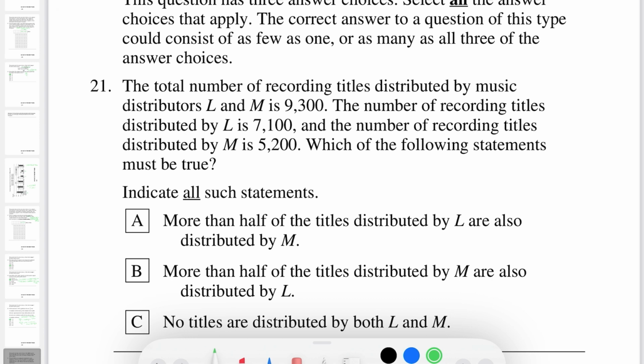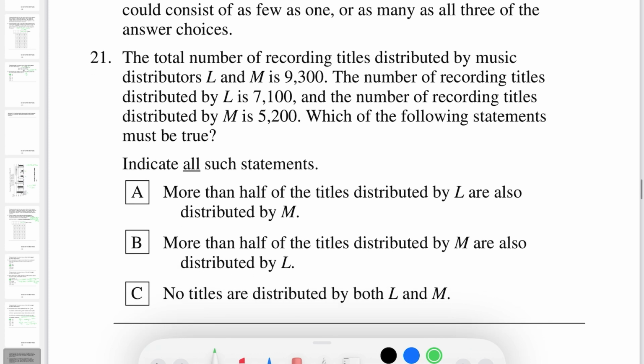I think the biggest thing with the data section is really the time it takes to do a bunch of calculations. So that's the thing to watch out for. Otherwise, it's pretty much just, can you read the graph and then properly do those calculations?